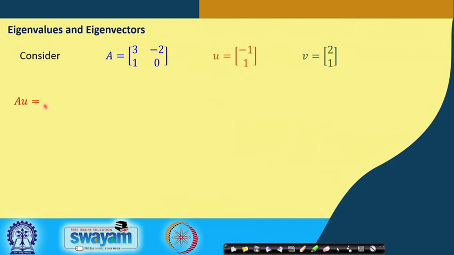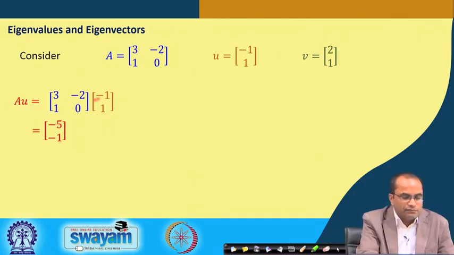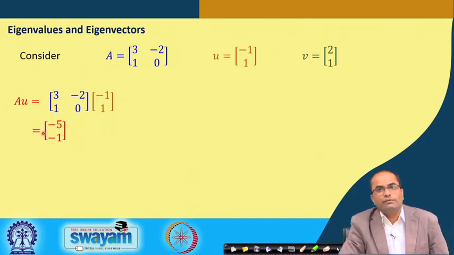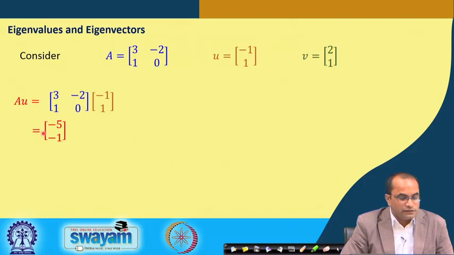With this, if we compute the product A and u, this product will be minus 3 and then minus 2, that will give minus 5, and then the second component will be minus 1. So, we have this result, minus 5, minus 1.